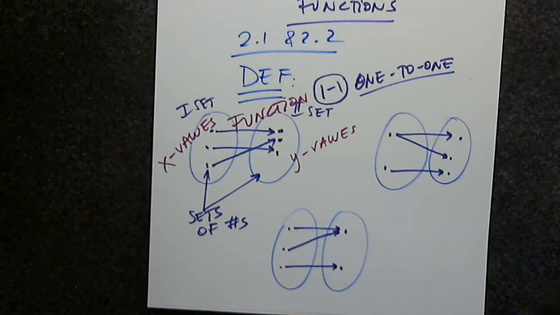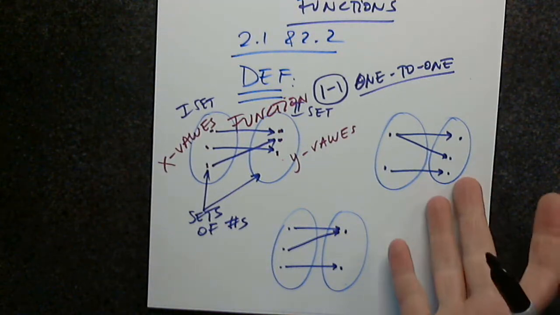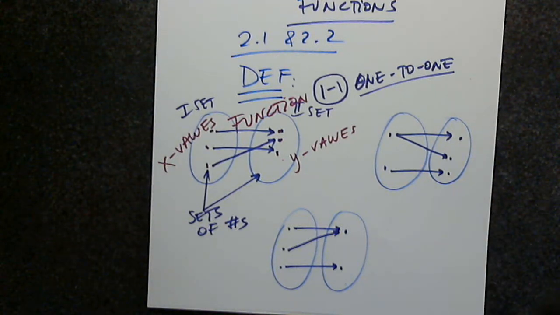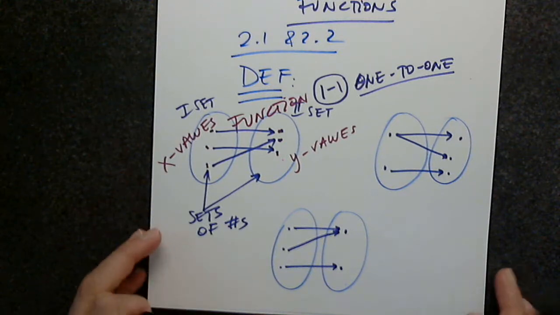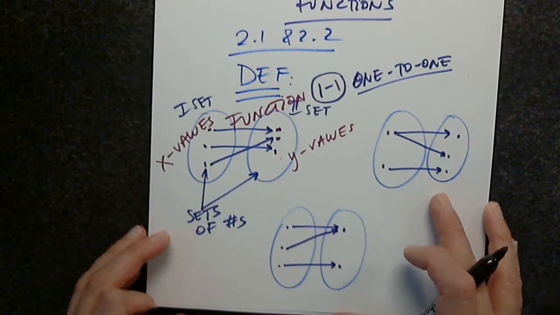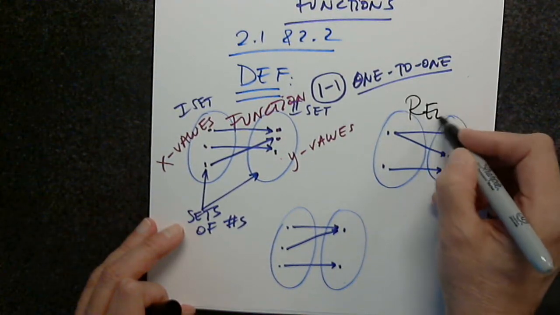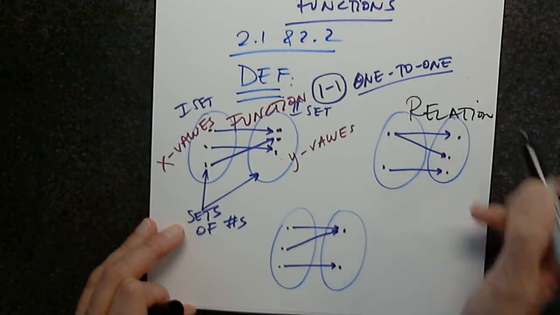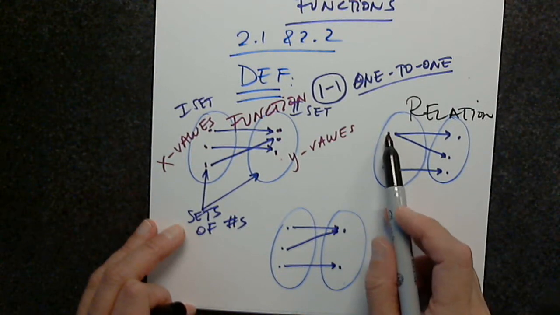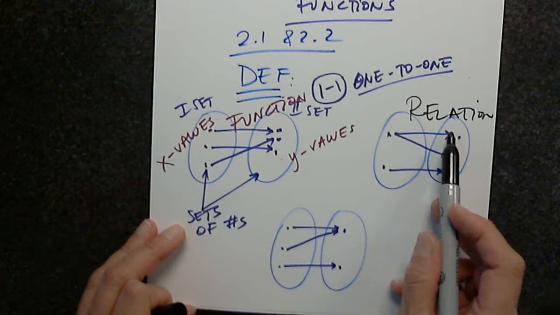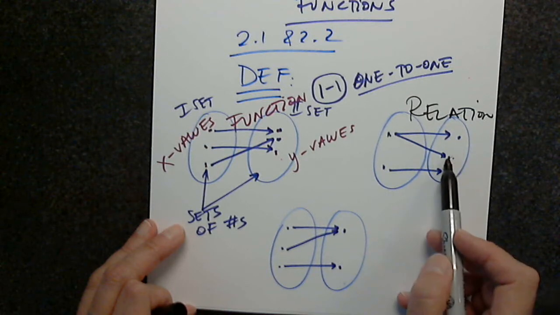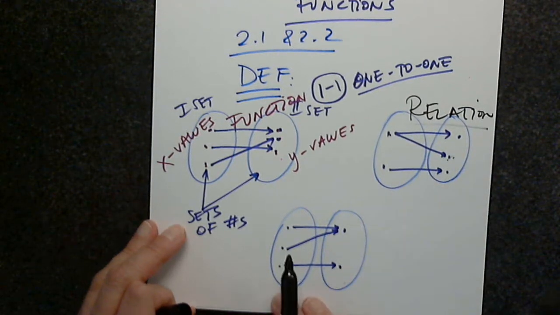Okay, so now what about the second situation? Is the second situation a function? No. So this is called a relation. Why? Because it's sufficient to find one value of x that goes to two different y values. That's sufficient to say this is a relation.